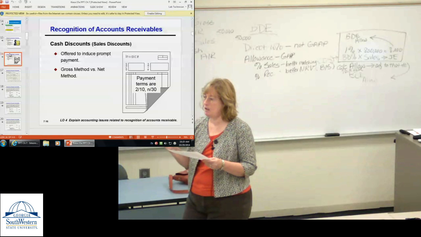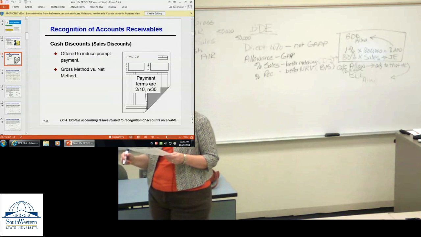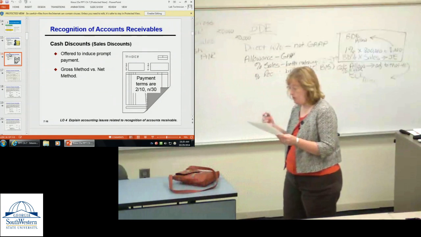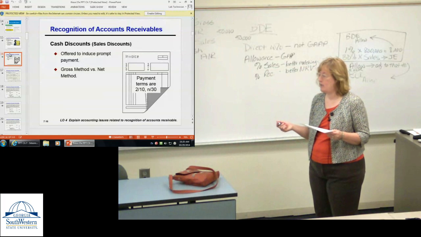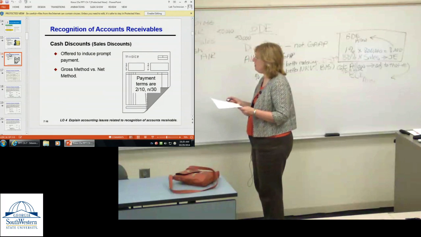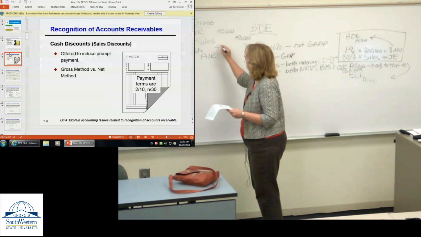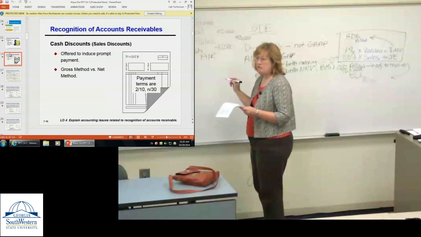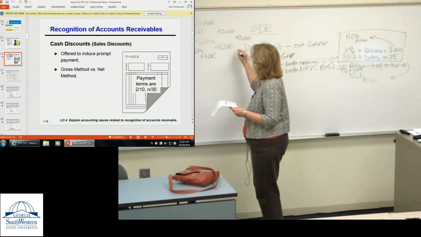What does that mean? 3% discount if they pay within 15 days, which they did. So therefore, we want to figure out what's the discount that they get to take? $1,500. Okay, so the discount is $1,500 and they paid us how much? $48,500. What do we do with the $1,500? Credit sales discount.